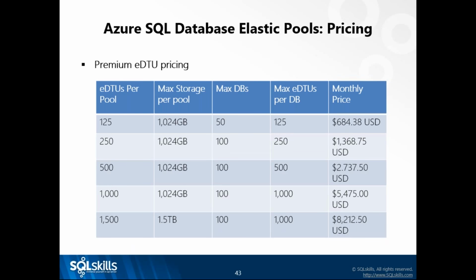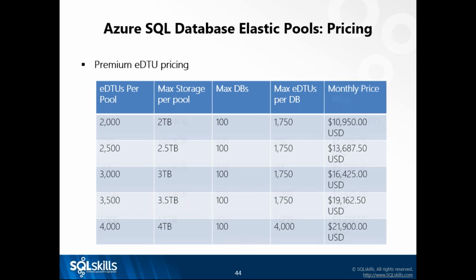Your premium, once you hit the 1500, you then cap at 1,000 eDTUs per database. And you can have up to 100 databases from a 250 and up. You get into the higher premium pools. You stop at 1750 for your 2000 up to 3500. Once you hit the max at the 4000 eDTU pool, 4 terabyte max limit, a single database can consume the entire pool. Now, with your standard and premium, you can go in and cap that one database can't consume more than X amount of resources.